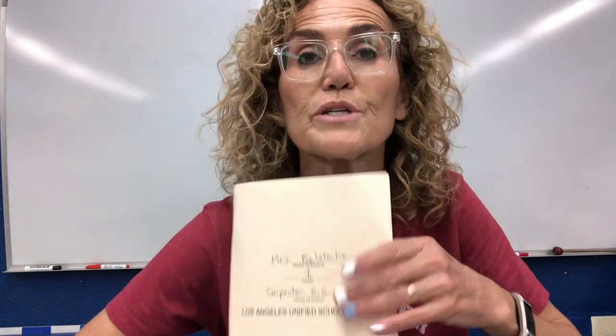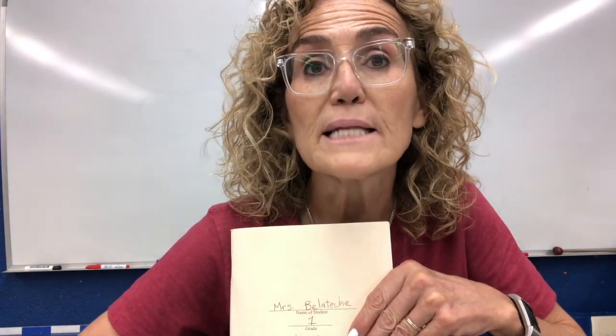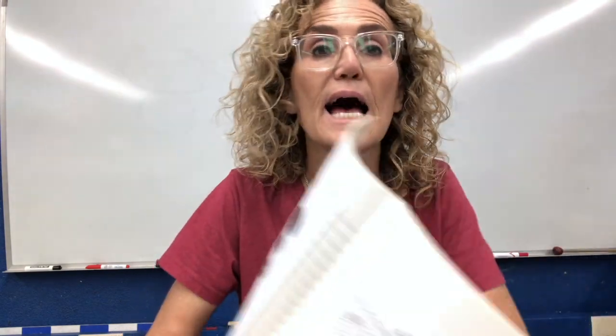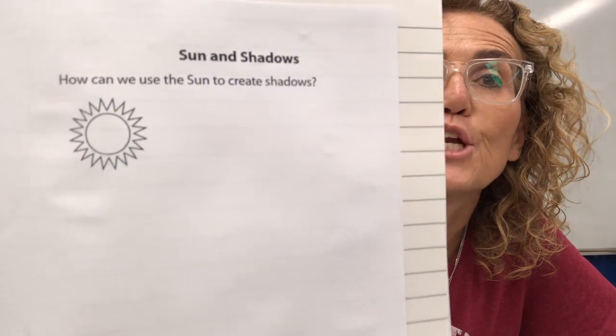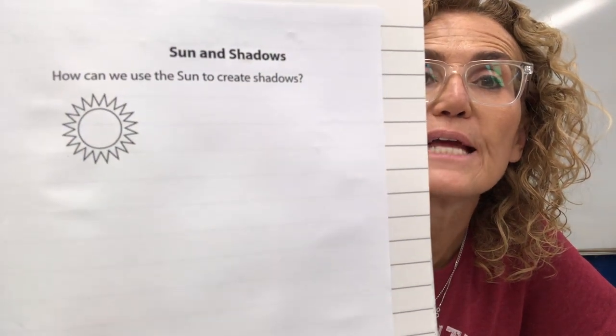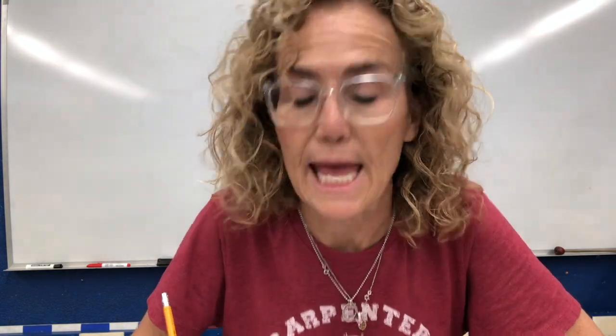We are going to finish up today with some work in our science notebook. So get your science notebook, make sure you have a pencil, and you're going to get the page that says sun and shadows. That's what it looks like. And you're going to glue this into your science notebook, okay? So now we've got this in your notebook. We're going to put the date. For me, it is September 30th, 2020. But you guys are doing it on a different day.